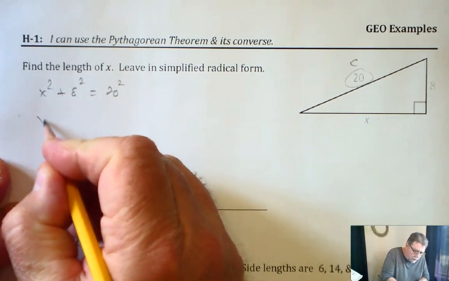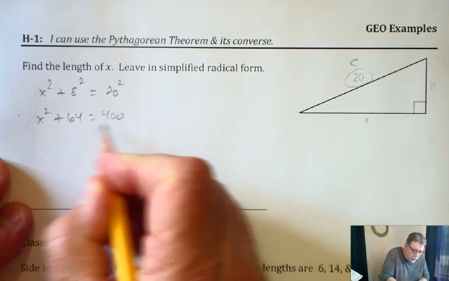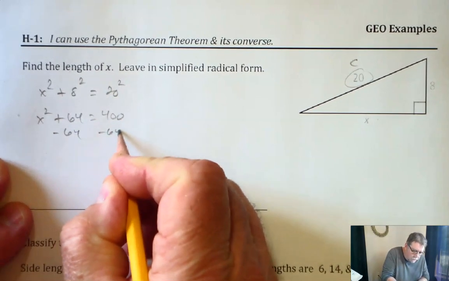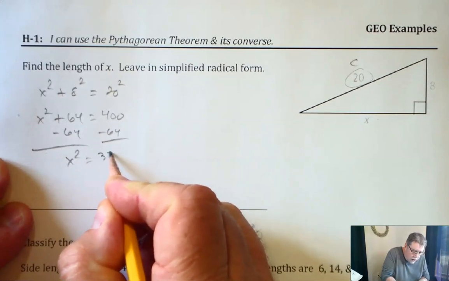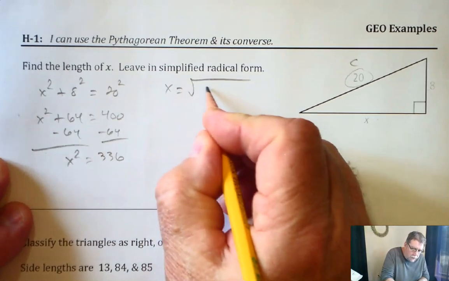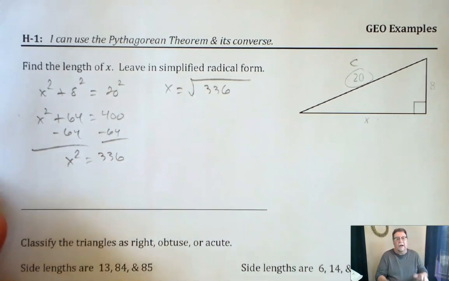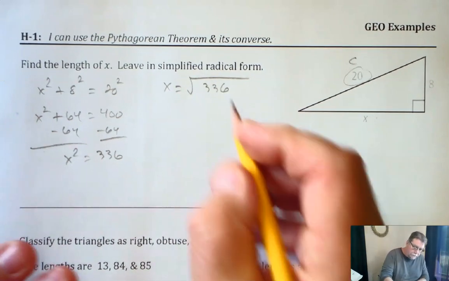Okay, so let's simplify this. X squared plus 64 equals 400. If we subtract 64 from both sides, we get x squared equals 336. So therefore, x will be the square root of 336. That's our answer, but we need to simplify that in radical form.